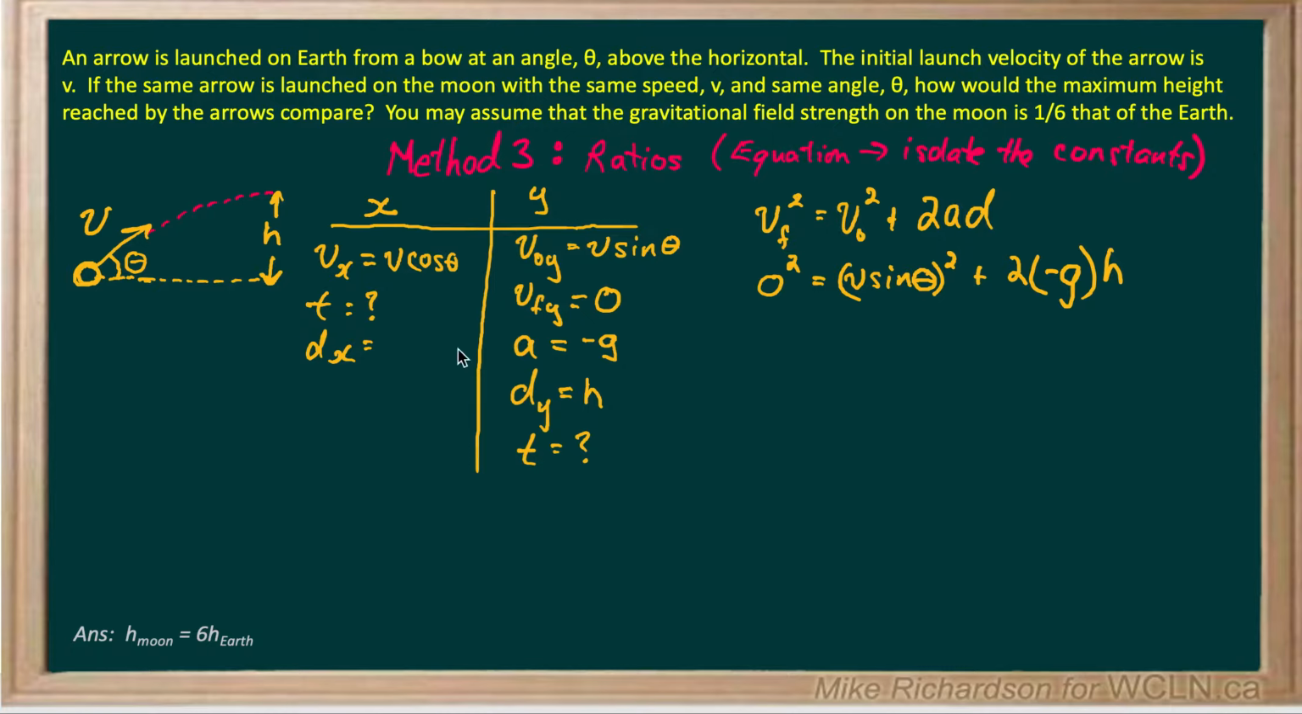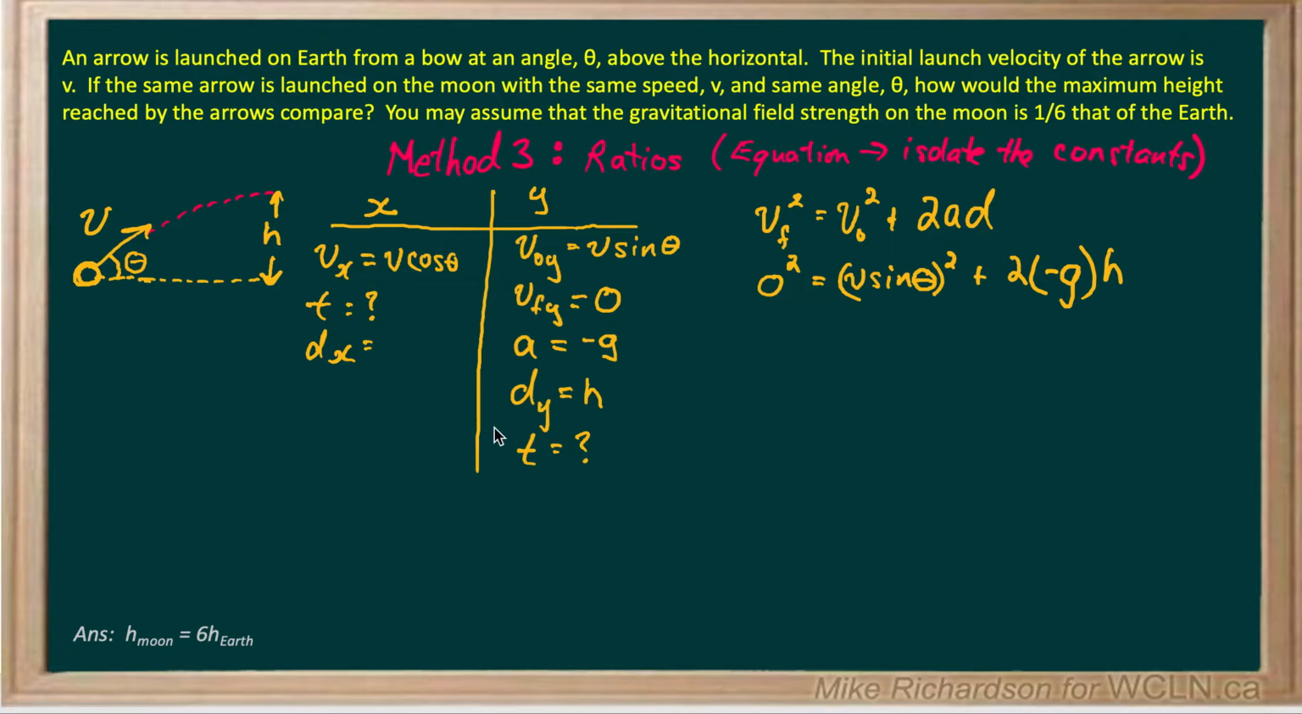So we're going to choose to focus on the y column. We don't want to put an equation with t in it because that introduces another variable. So we're going to pick an equation that has the ability to find h without time in it. And the only equation that doesn't have time in it is this one. V final squared is V initial squared plus 2AD.